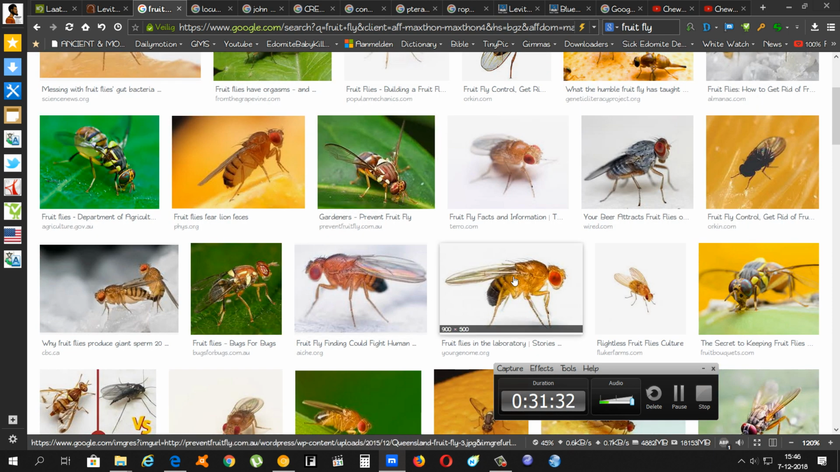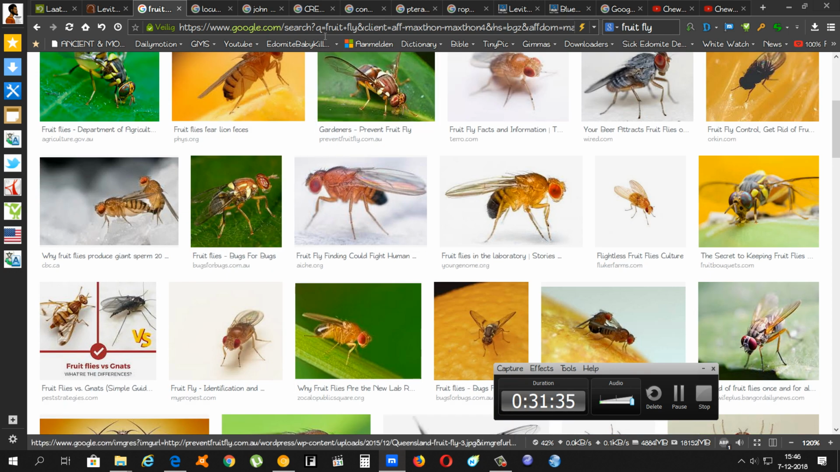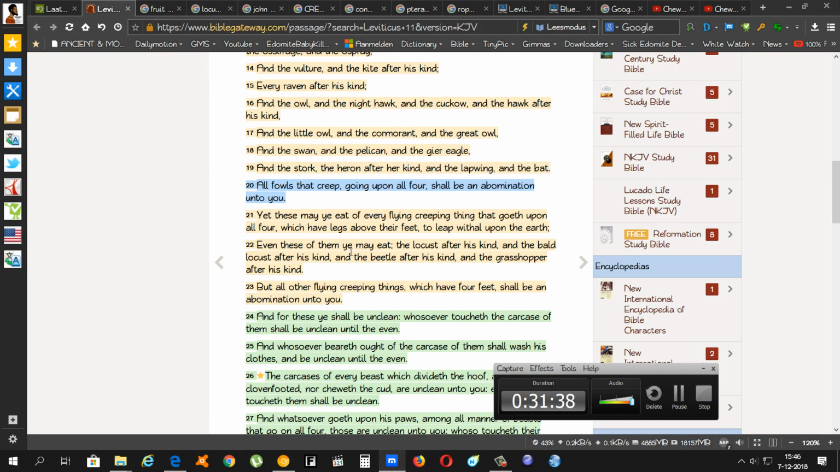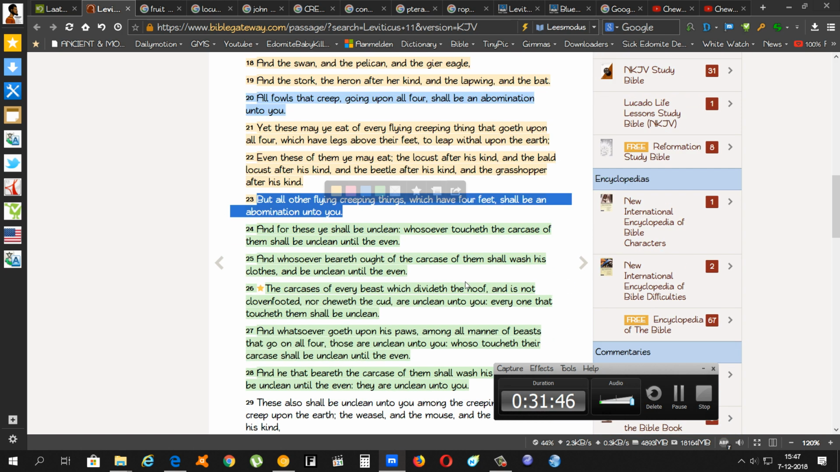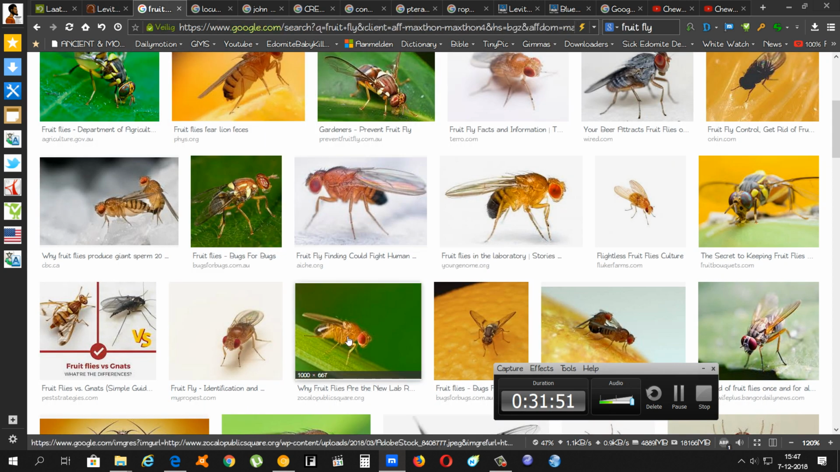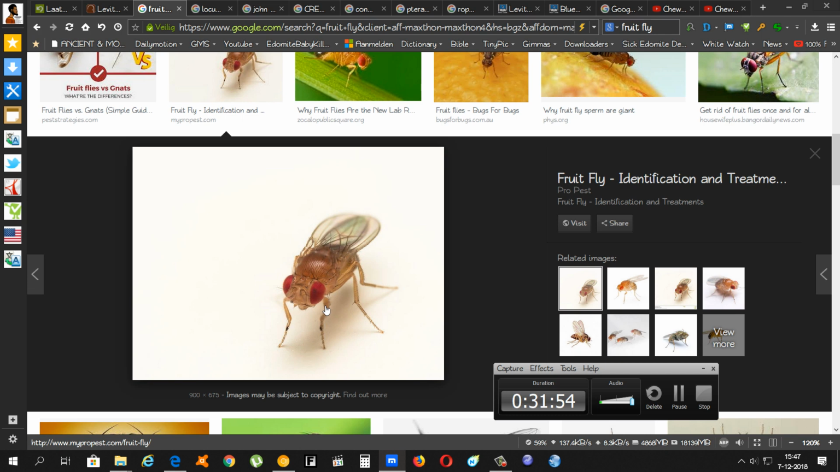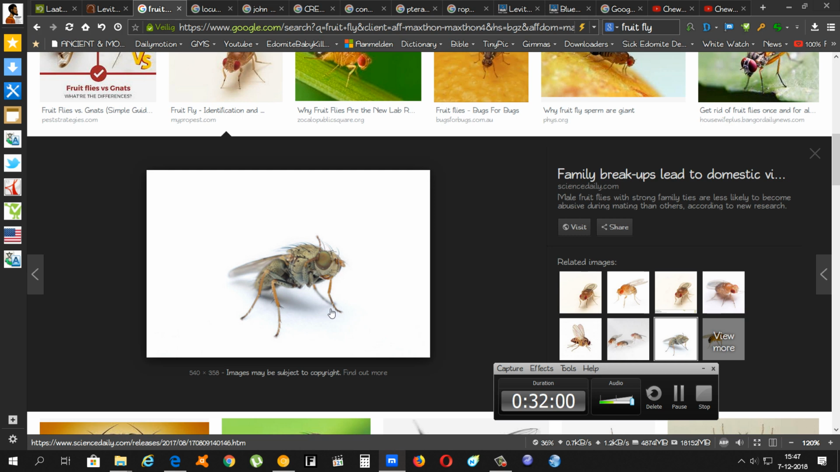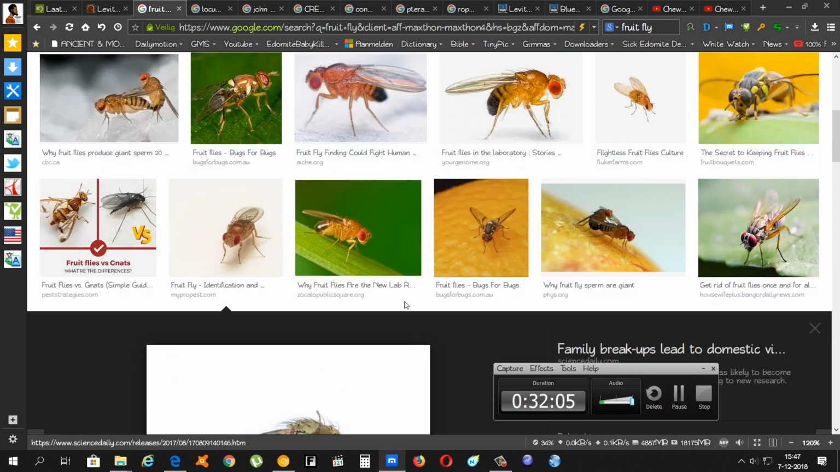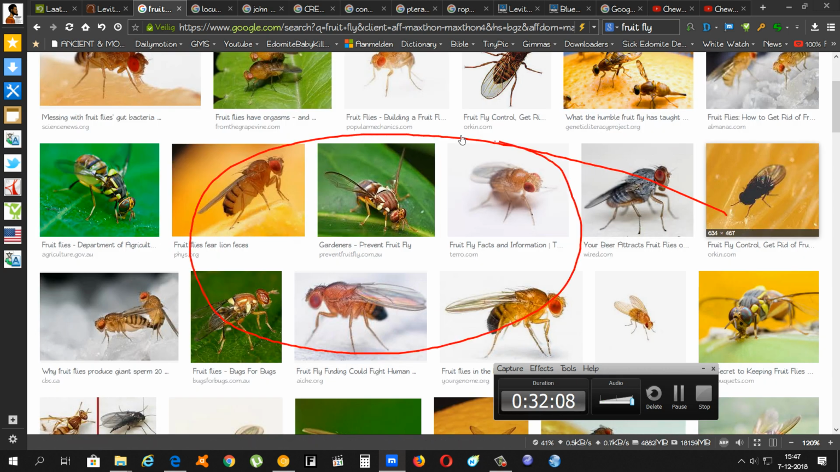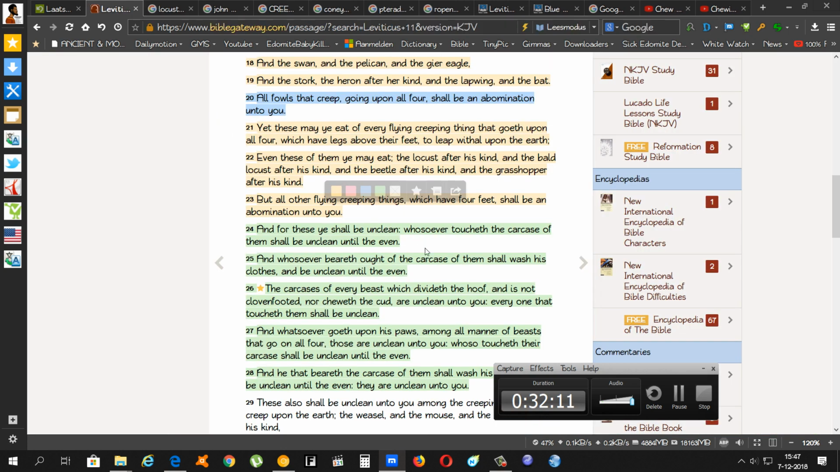But if this falls in your drink, you can't drink that drink no more. Because this is what it says. Now it says here, but all other flying, creeping things which have 4 feet shall be an abomination unto you. Now you can argue that they have 6, the fruit flies have 6. But who's to say that these 2 are feet? Because they always rub these 2 together. It might be some hands. Right, look, you got the flies, right? They always clean their face with these. They rub their hands together and stuff like that. I don't know. But just don't eat these. It's not good for you.